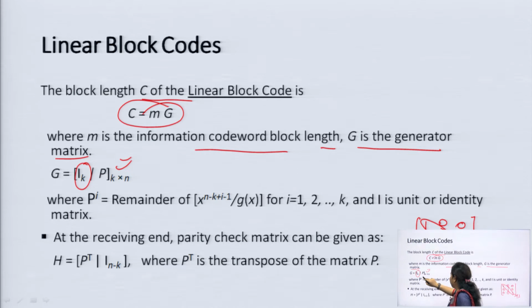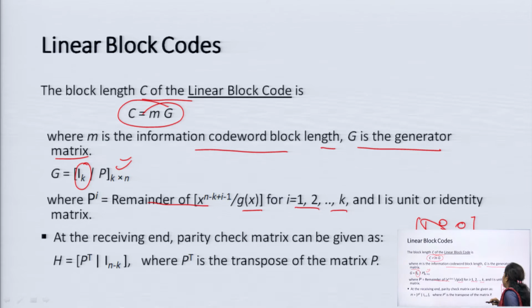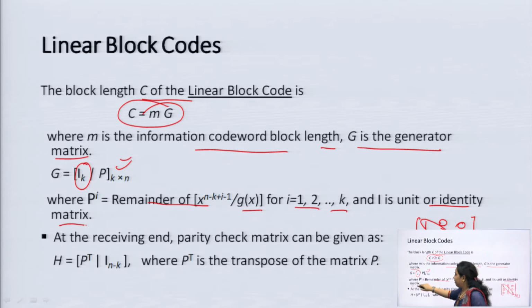Then it is followed by this P matrix. What is P matrix? This is the remainder of x to the power n minus k plus i minus 1 divided by g x. G x is nothing, it is the generator polynomial, for i equal to 1, 2 up to k, and I is the unit or identity matrix that I have explained. 3 cross 3 identity matrix I have explained already.